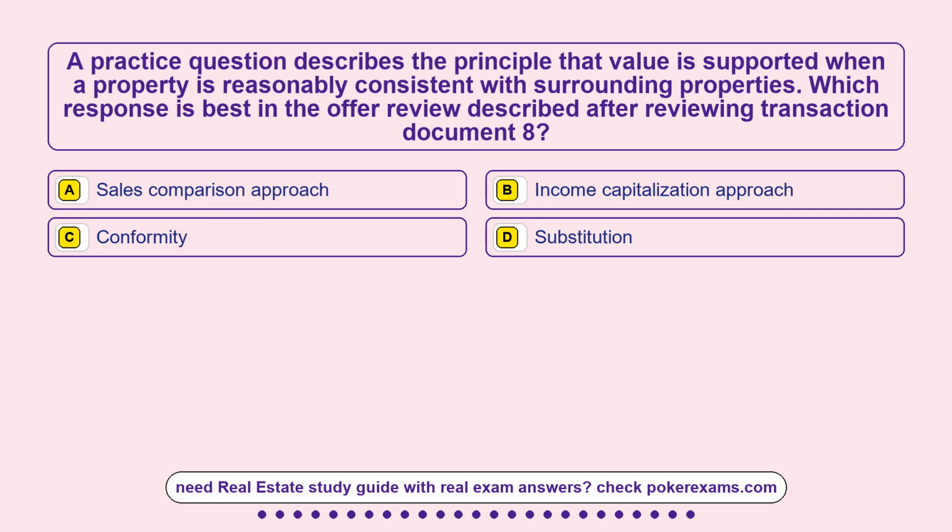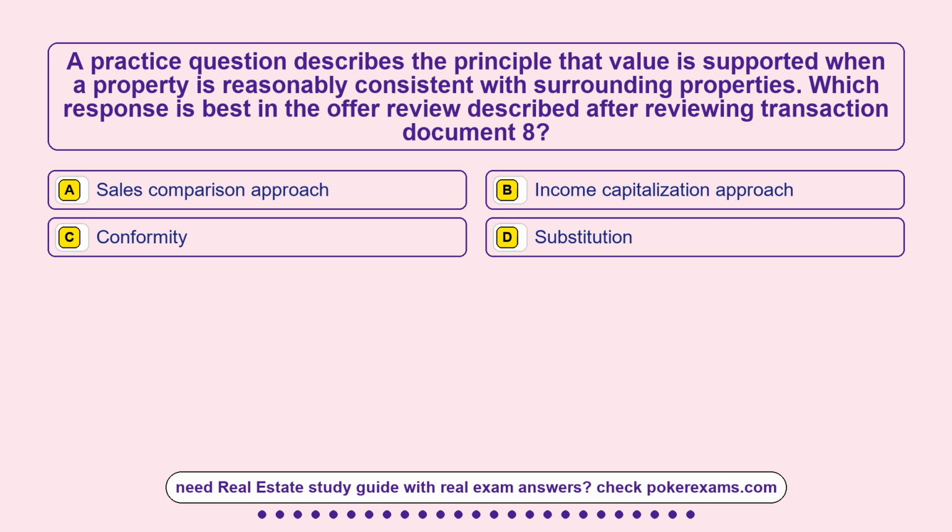Question 8. A practice question describes the principle that value is supported when a property is reasonably consistent with surrounding properties. Which response is best in the offer review described after reviewing transaction document 8? Option A, sales comparison approach.